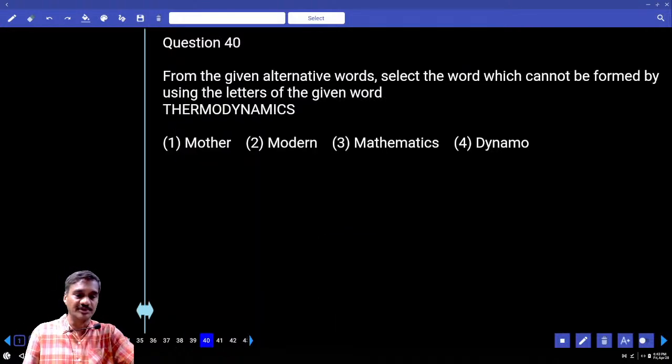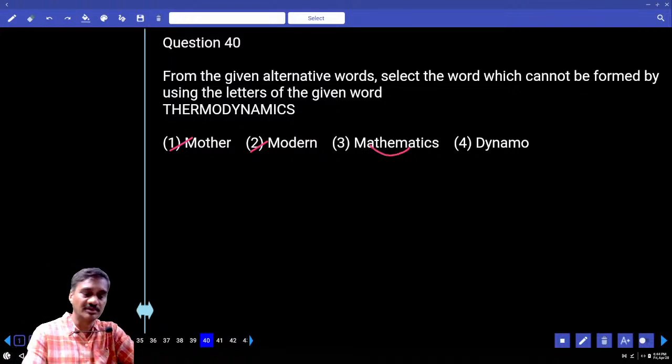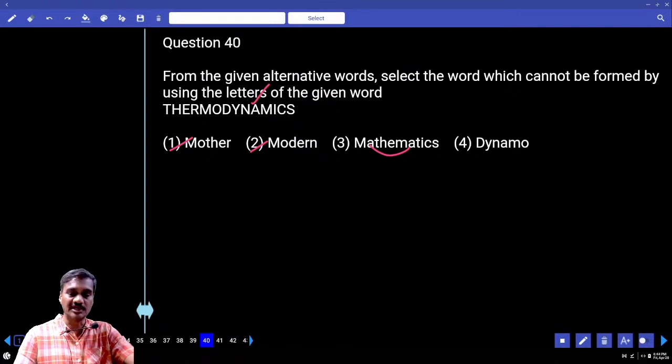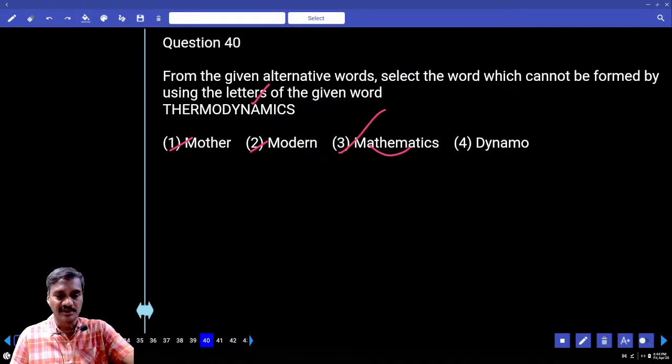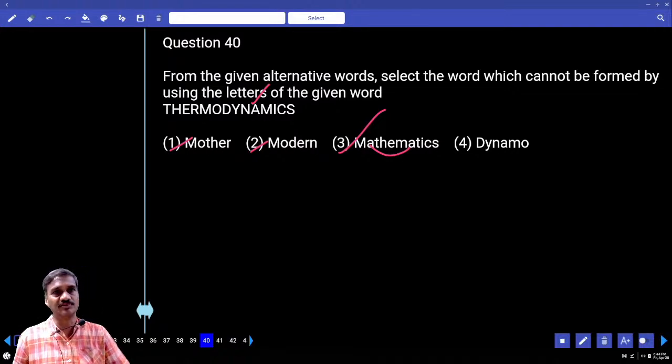Now in this 40, THERMODYNAMICS. Select the word which cannot be formed. Mother, M-O-T-H-E-R. It can be formed. Modern, M-O-D-E-R-N. Yes, it can be formed. Mathematics, M-A-T-H-E-M-A. Here A in the above word is given only once. Here it is written twice, which should not be the way. Hence mathematics cannot be formed. And dynamo can be formed. Hence, except choice 3, the remaining can be formed, and the word given in choice 3 cannot be formed.